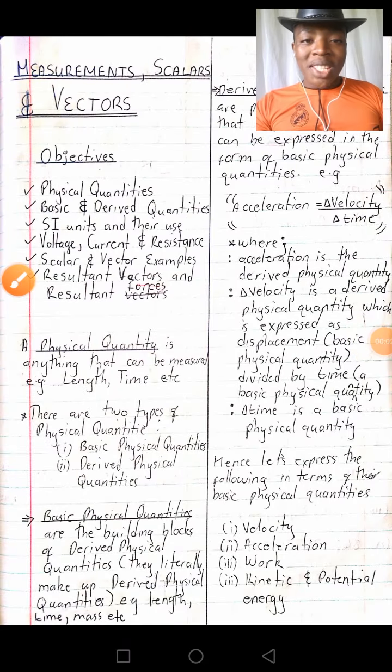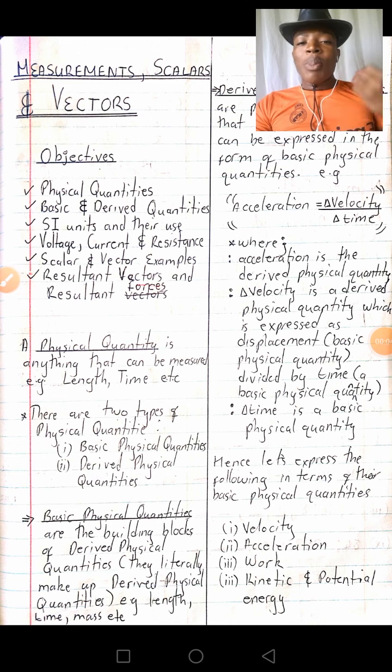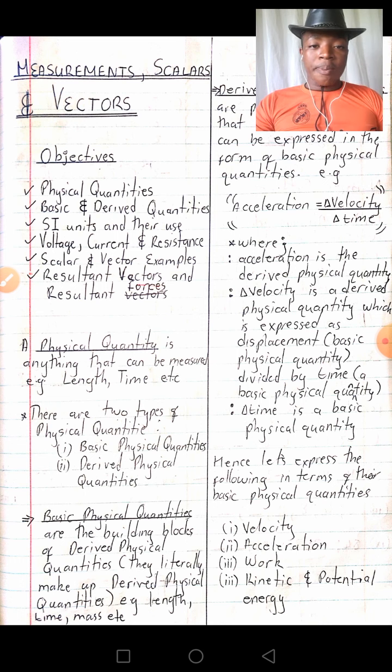Let's get down to business, shall we? Now, we are looking at measurements, scalars, and vectors. This is the first topic in physics, IGCSE, Cambridge, or O-level ZIMSEC. Now, there are objectives that you need to exhaust in this topic so that you can master everything there is about this topic. Anyway, the first objective is physical quantities, followed by basic and derived quantities, followed by SI units and their use, voltage, current, and resistance, scalar and vector examples, resultant vectors, and resultant forces.